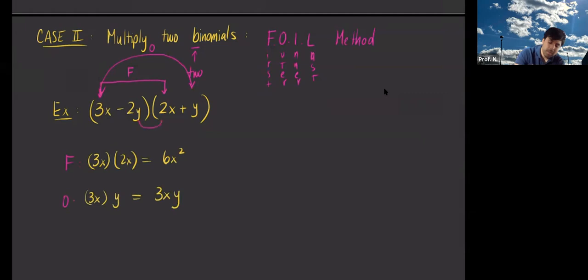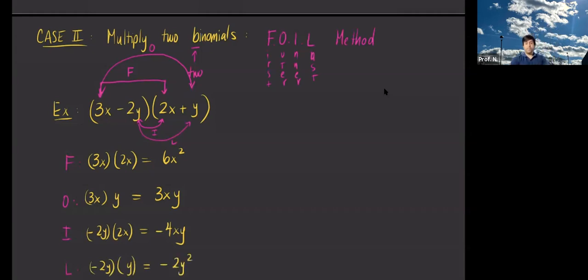Then what are going to be the inner ones? They're the ones right inside, in between the 2 parentheses. So it's negative 2y multiplied by 2x, which is negative 4xy. Then the last are these 2 terms: negative 2y multiplied by y, which equals negative 2y squared. So that's what we did. We FOILed.